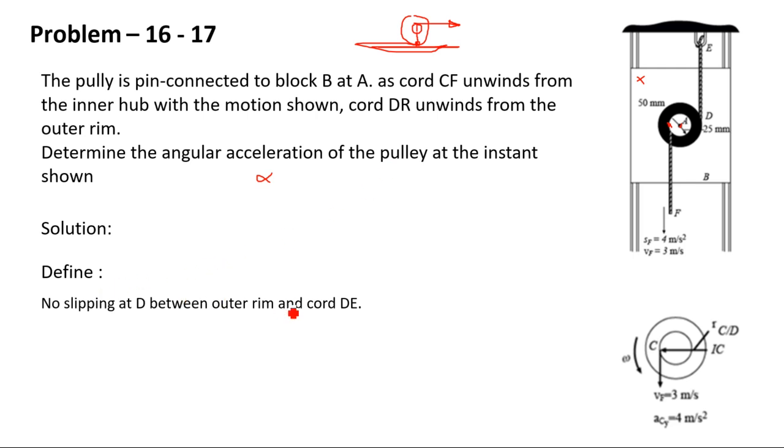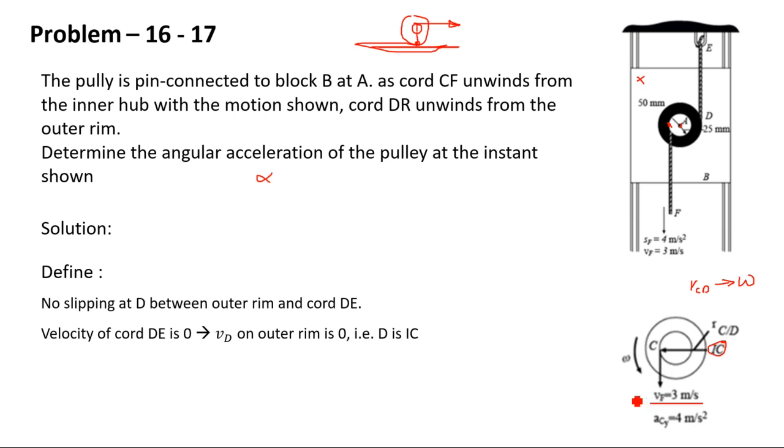So we can say that there's no slipping between the outer rim and the cord DE, because this rope doesn't move. It's just simply getting out of the rim. So the velocity of the cord DE is equal to 0. It's not moving, and in that case the VD in the outer rim is equal to 0, and the point D is the IC of the system. Now, if I get to know the velocity here, I can calculate the omega of the wheel, because I can find the value of the RC to D, and I can find the omega of the wheel by using the velocity at point C.